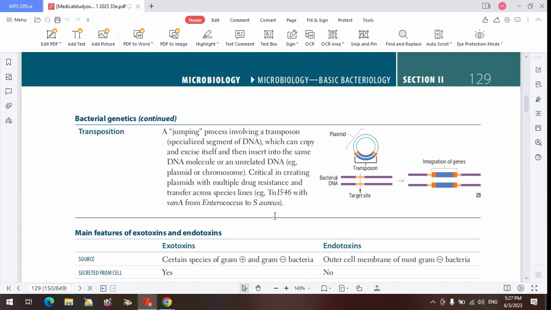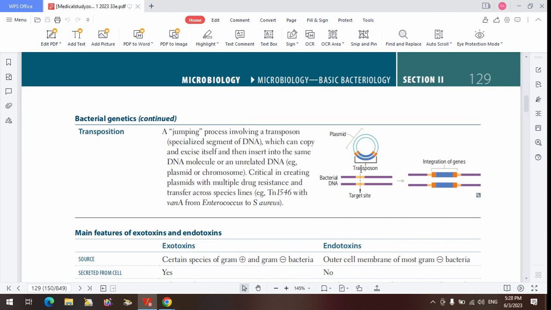So that is why Enterococcus can transmit to Staph aureus. And the transposon that we are looking at is Tn1546. And what it encodes is actually resistance against vancomycin, the vanA gene, which confers resistance against vancomycin.